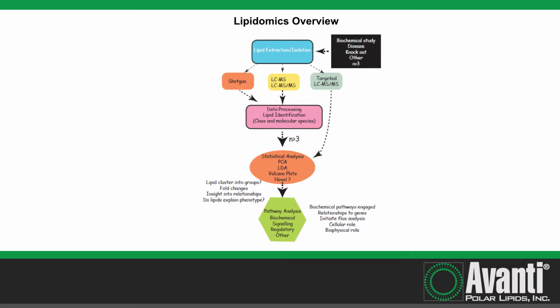And then finally, once one has an idea of what is changing, the identity of the lipids which are changing, one can enter into the biochemical part and understand what are the pathways that are being altered by the, let's say, disease process or the knockout of the enzyme, so that you have a better understanding of the regulation of lipid biosynthesis. And this is the ultimate goal of the lipidomics approach, so that you can really understand what biochemical pathways are engaged. You can understand, perhaps, initiate flux analysis, understand the cellular role of lipids and their biophysical role as well.